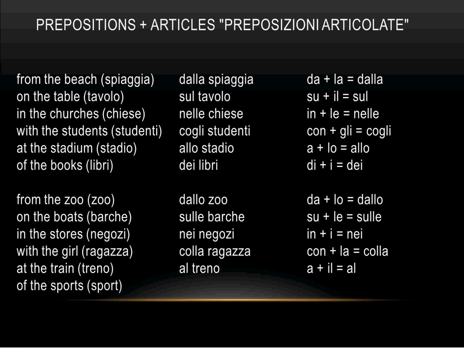And finally, what would you say for of the sports? Sport. Degli sport. Now, why would it be degli sport? Well, it's our preposition di plus gli, which is our definite article for masculine nouns that start with S plus a consonant.